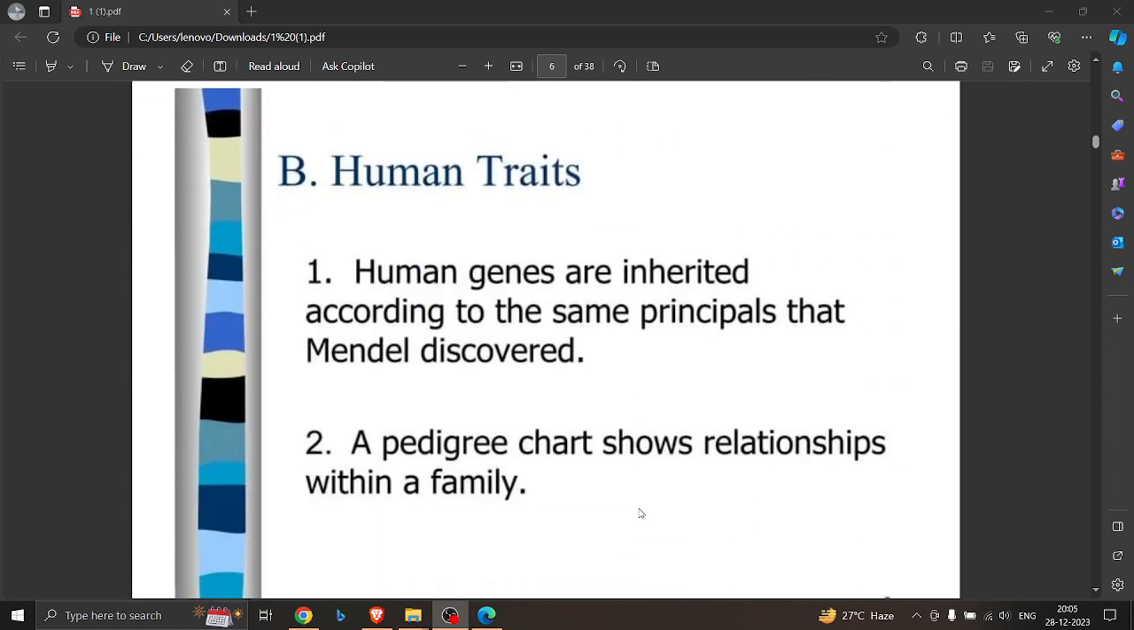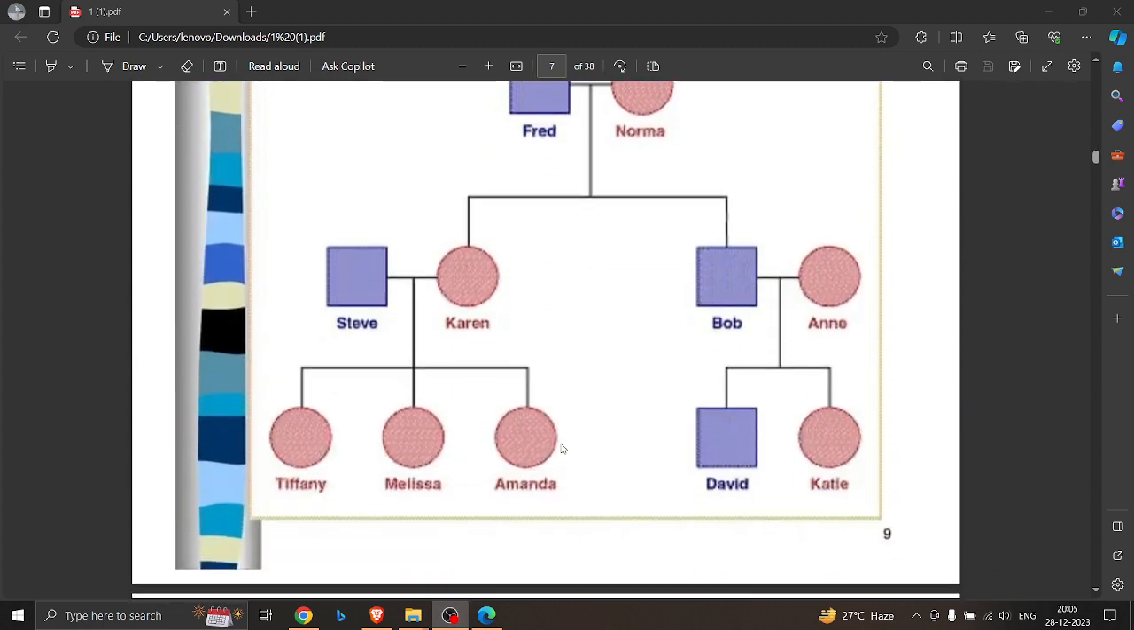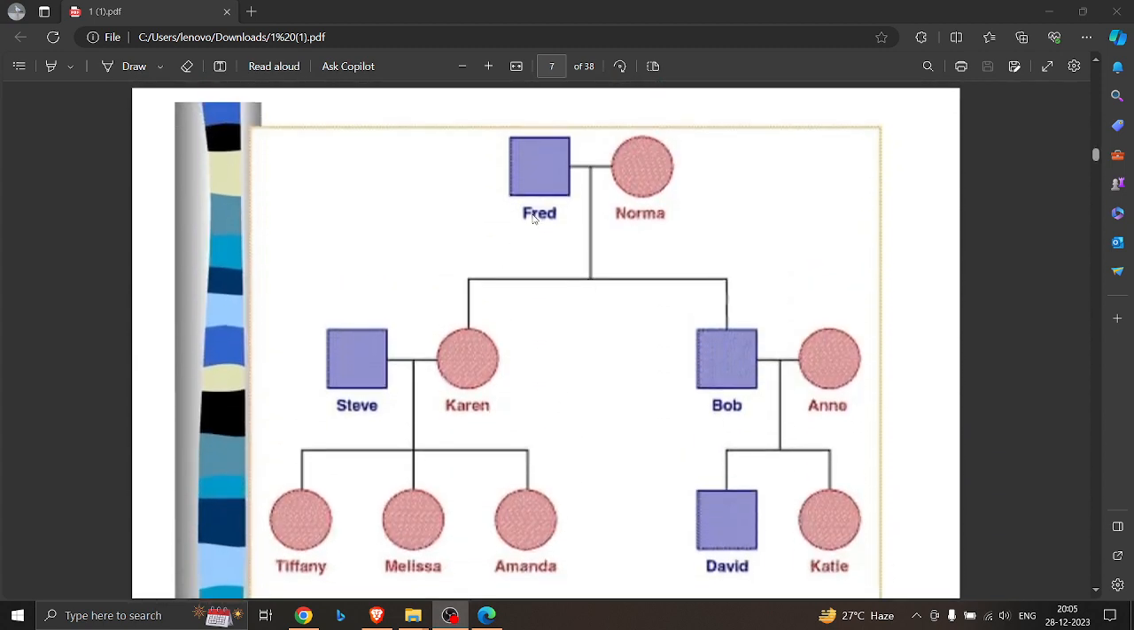So, human traits. Human genes are inherited according to the same principles of inheritance that we discussed earlier, which Mendel discovered. Here is a chart which illustrates the relationships within a family, illustrated with different colors, showing how a trait has been inherited. You can see the colors here.